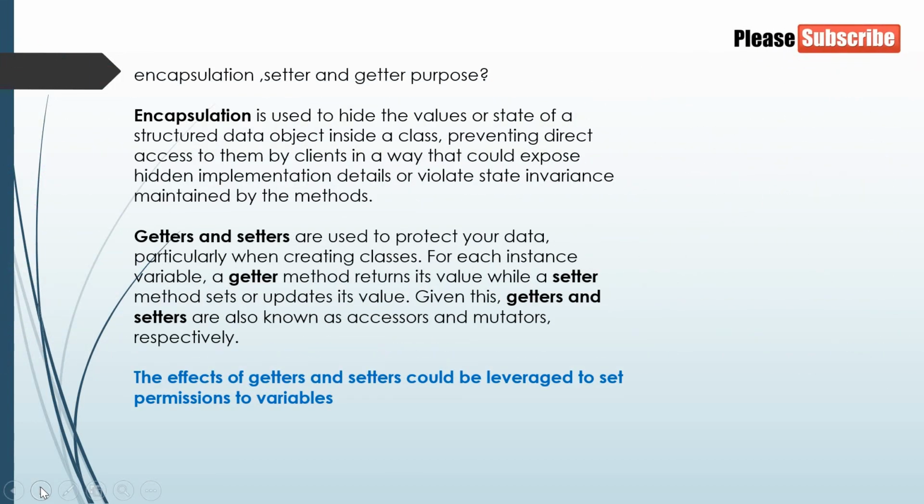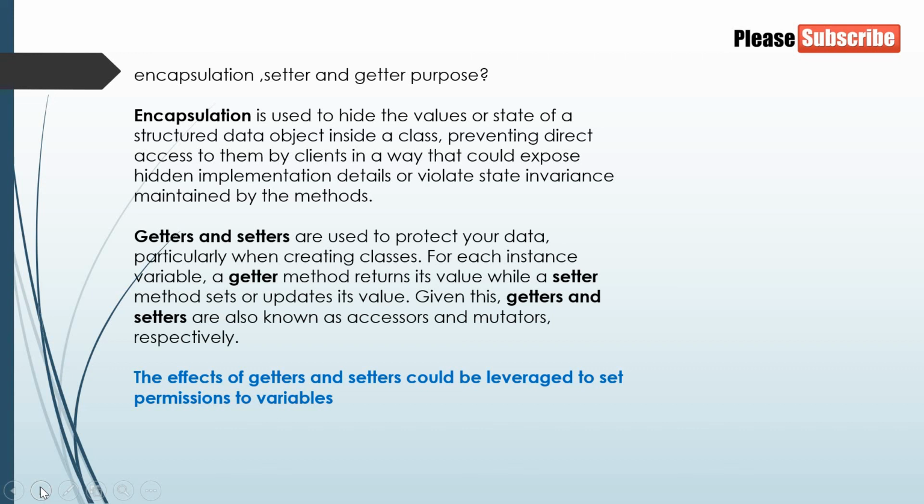So encapsulation, and the purpose of setter and getter. So we know encapsulation, right? Our human body is an encapsulation. It's an example of an application. So all our body parts are covered under the skin. So that's how we learn encapsulation. But here is a different way. We're just going to go more advanced with it. So encapsulation is used to hide the values or the state of a structured data object inside a class, preventing direct access to them by clients in a way that could expose hidden implementation details or violate the state invariance maintained by the methods.